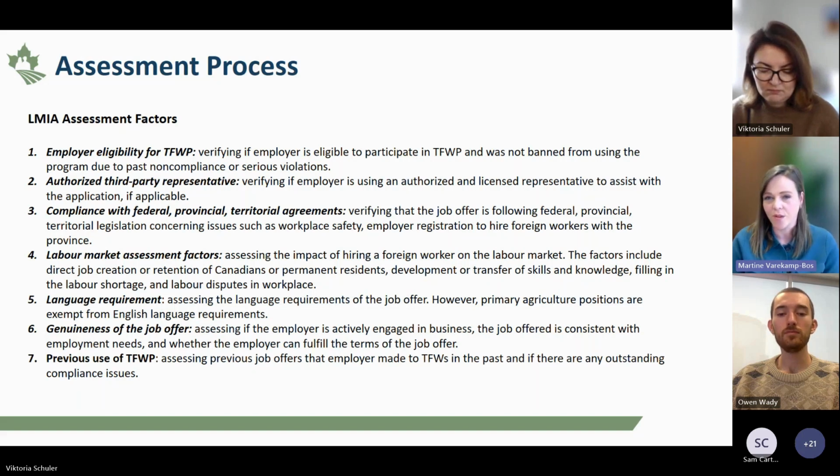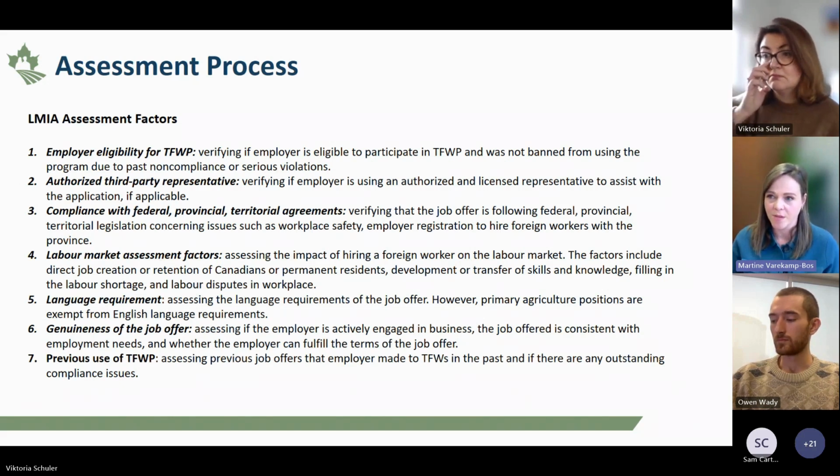Does this fit with your business needs? Are you a small cattle farm, and are you requesting an accountant? That might not make any sense. So they're looking at how genuine this job offer is.